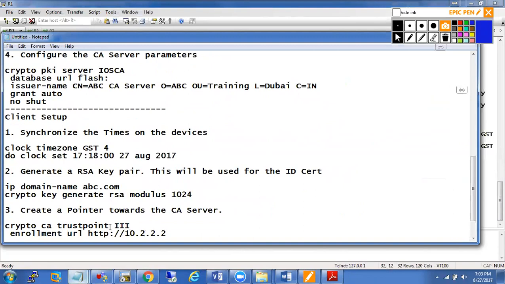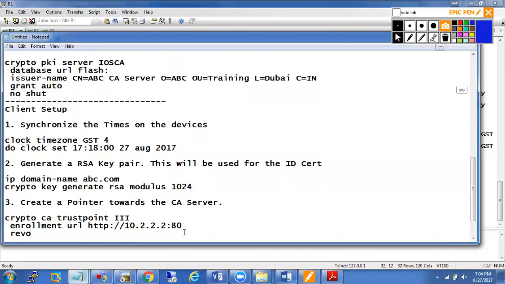I can just point to 10.2.2.2. And if you're using 80 or 443, you can specify it. You don't need to, it'll default to it. If you don't specify it, it's port 80. So basically what I'm saying is anytime I use this tag called III, I'm pointing towards what? 10.2.2.2, which is router 2.